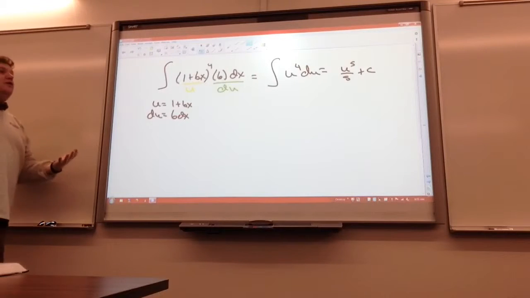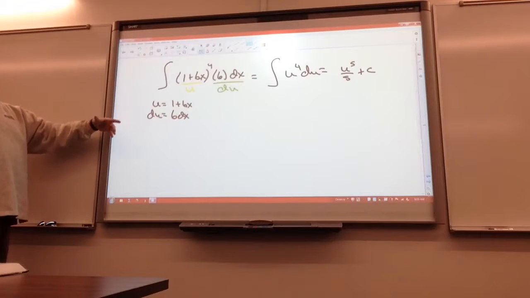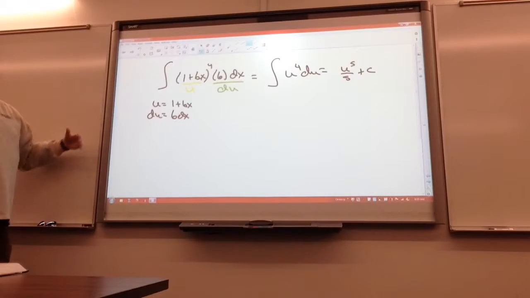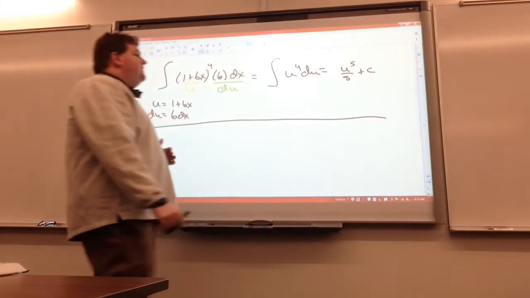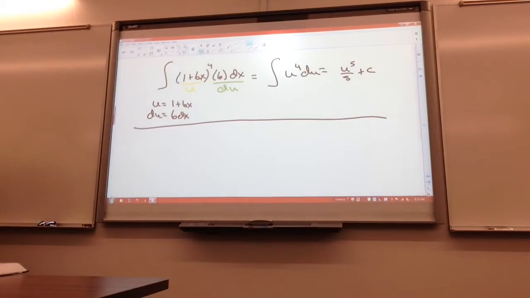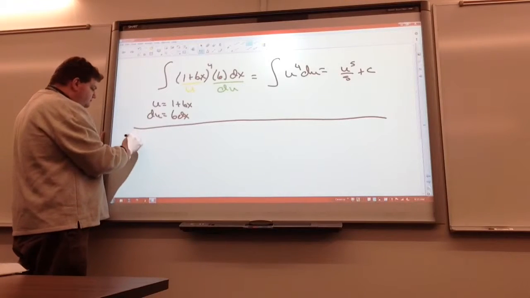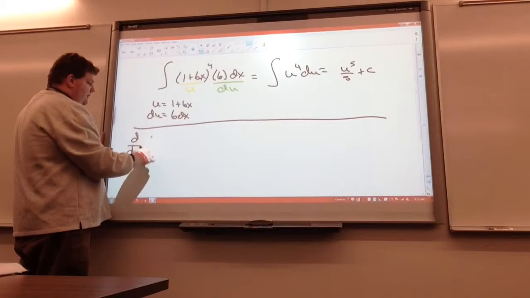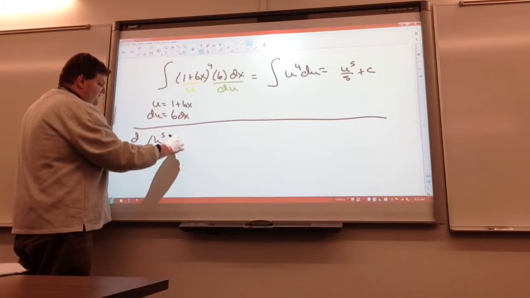If you're unsure of that, if you're like, well, that seems kind of off, I'm not used to that sort of thing, go ahead and do as the books suggest and check this using the derivative. That is, take our final product there, u to the 5th over 5 plus c, and take the derivative of it, okay? And see if we get back what we started with.